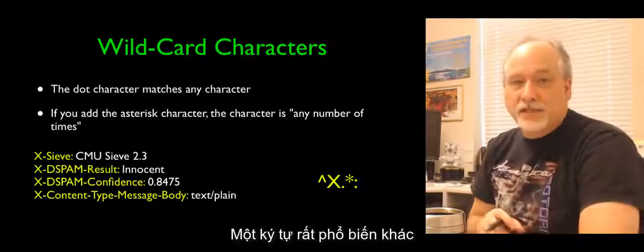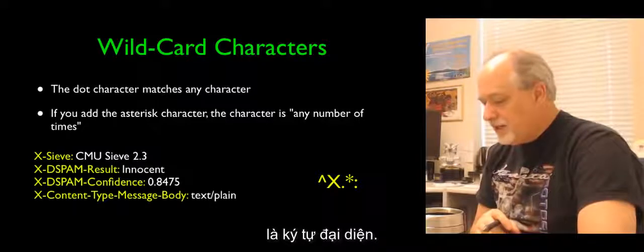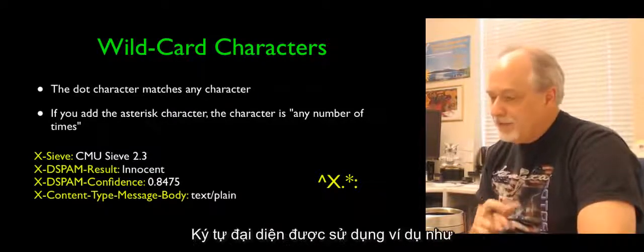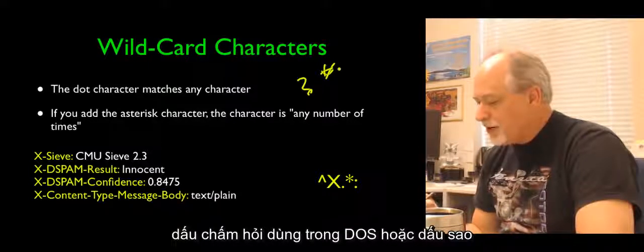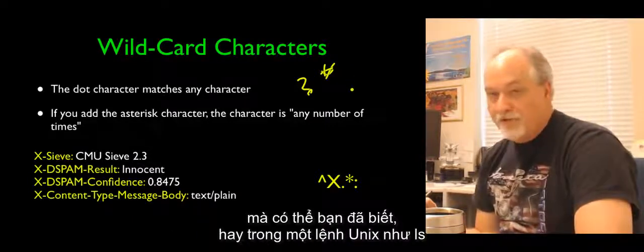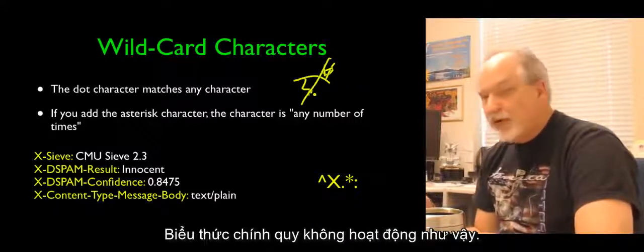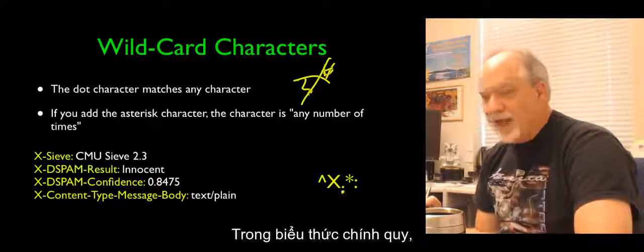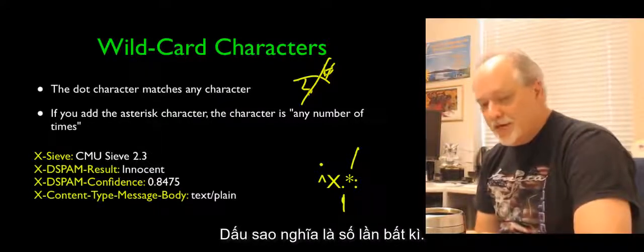Okay. So the next thing that's most commonly done, other than caret and dollar sign for the end of the line, is the wildcard characters. We've used wildcards possibly in DOS, where we can use question mark or star in a dir command, or dir dot star dot star, if you're familiar with that, or even a Unix command like ls, star dot whatever. This is not how regular expressions work. The dot matches a single character in regular expressions. Asterisk means any number of times.